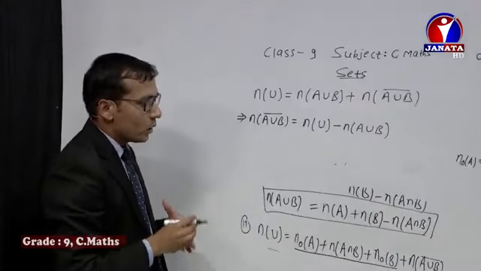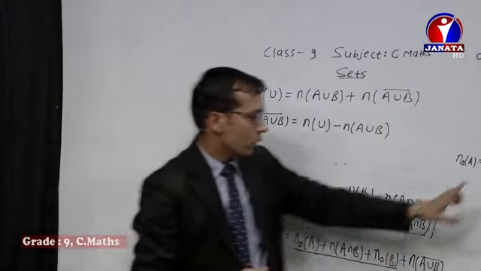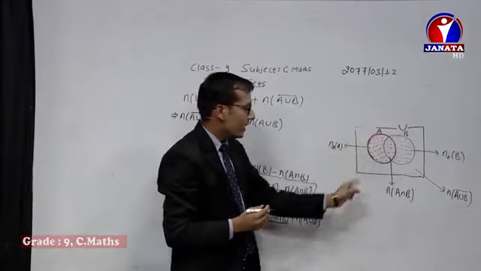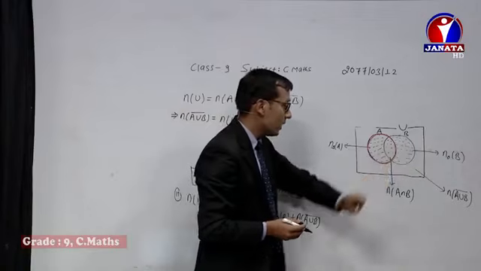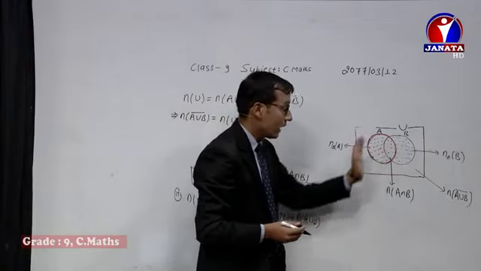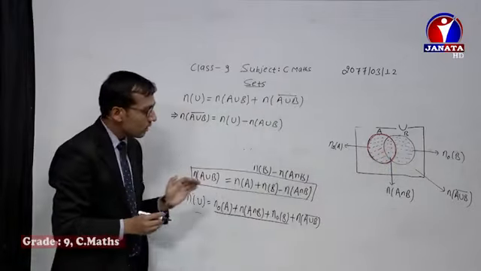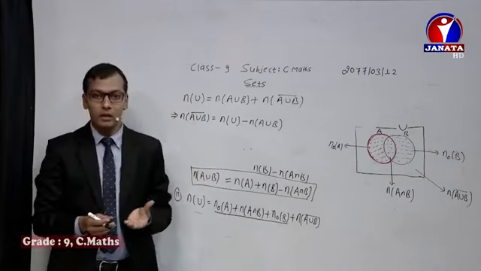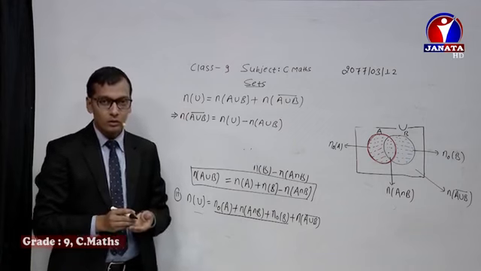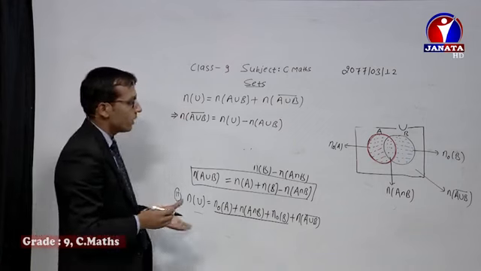So similarly, we can write down other formulas like what is n of A. So n of A is n only A plus intersection. What is n of B? N of B is intersection plus n only B. So this is the Venn diagram process. So here are different formulas we can write down, we can derive with the help of the diagram.